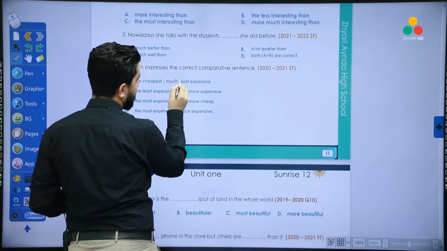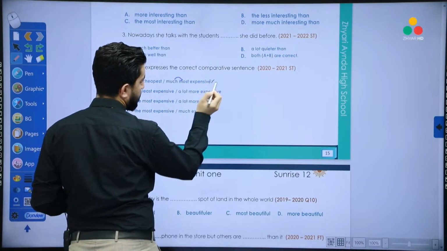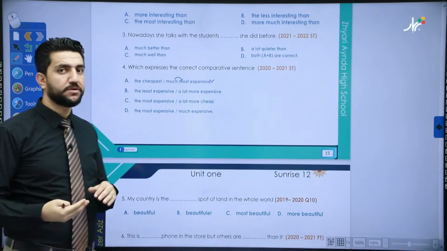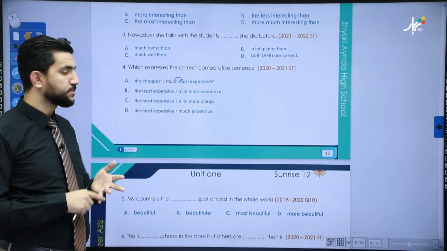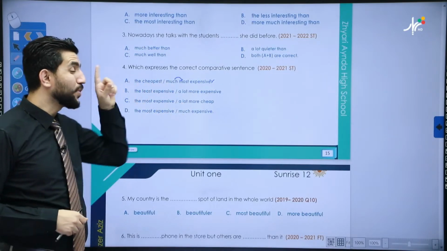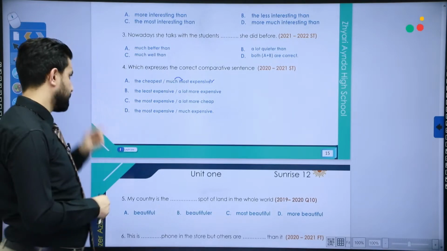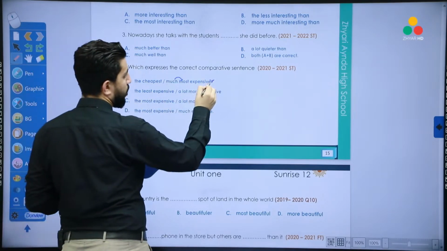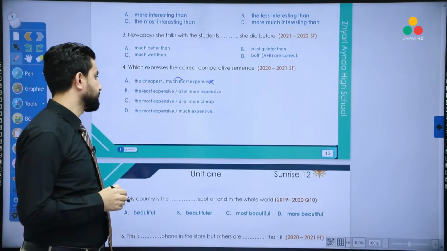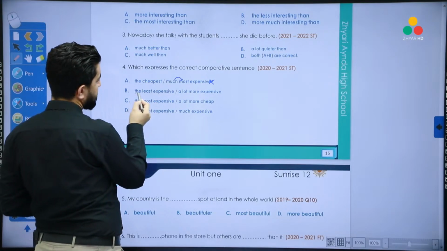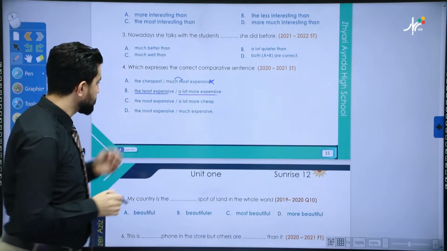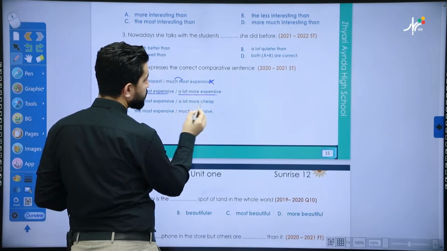Much more, we say, not much most. That's wrong. We say much, a lot, way, far. We use it with comparative. Far better, far more expensive, much more expensive, a lot more expensive. We use this way. But we don't say much most expensive. Be careful about this. So that's wrong. The least expensive, a lot more expensive. This makes sense, right? A lot more expensive also makes sense. The most expensive makes sense, but a lot more cheap.